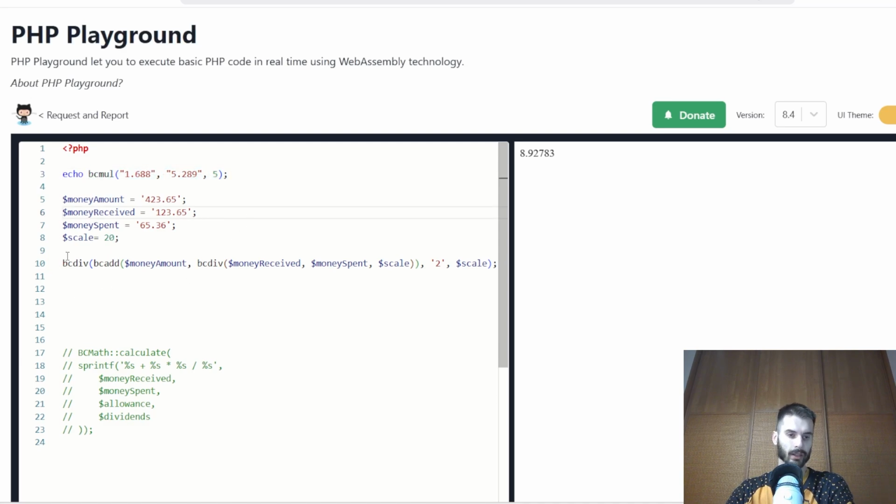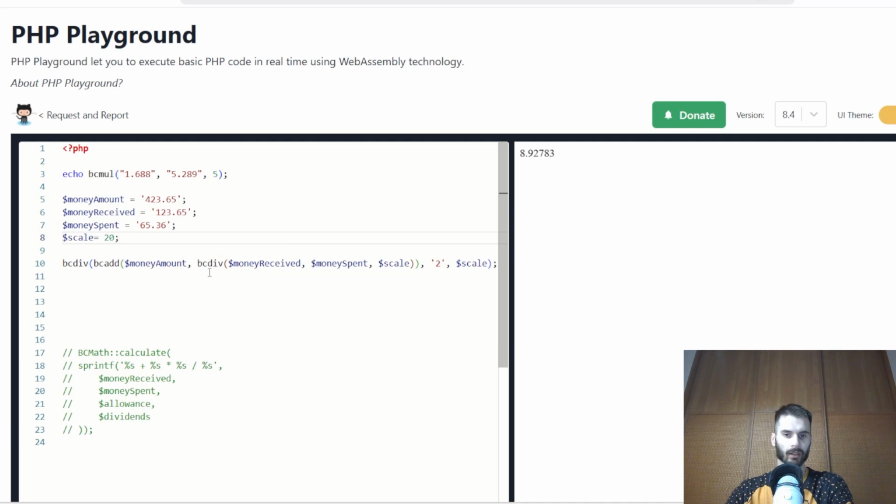And they also look like this if you need to do a more complicated equation. Here we have a BC divide of two numbers, then we add two numbers together, and then we divide again. And if you find something like this in a code base, you will spend like 5 minutes trying to understand what is being done here. And you could probably find even more exotic examples of BC functions where it is pretty impossible to cipher it out.